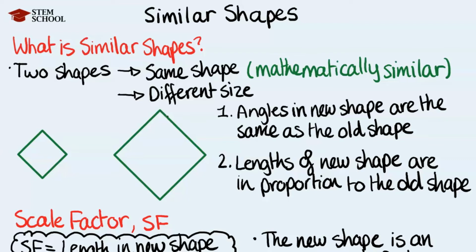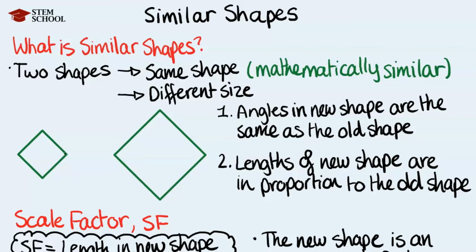Okay, let's get started. Basically, this topic is about having two shapes that are the exact same shape, but they are different sizes, alright? You can imagine it like if you zoom into the shape it gets bigger, but if you zoom out of the shape it gets smaller. It's the same shape, but different size, okay?